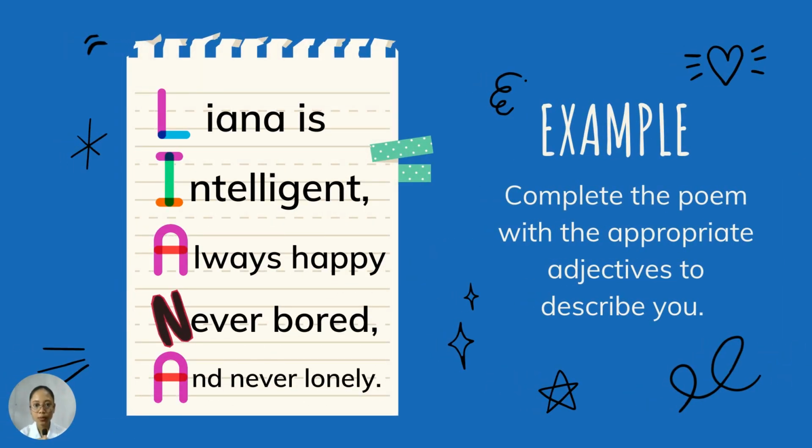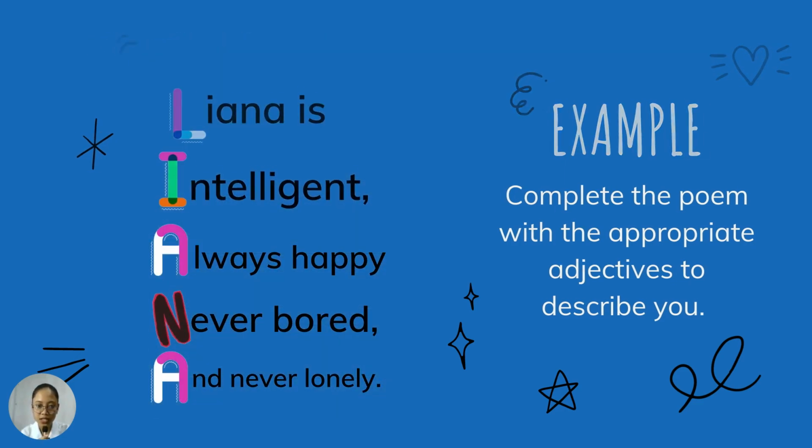I completed my poem and it ended up like this. With the next letter, which is the letter A, I used the word "always" and then added the word "happy" so that when combined, it would be "always happy." Liana is intelligent, for the letter A, always happy, for the letter N, never bored, and for the last letter, A, never lonely. After you've completed your poem, let's proceed to step number 5.